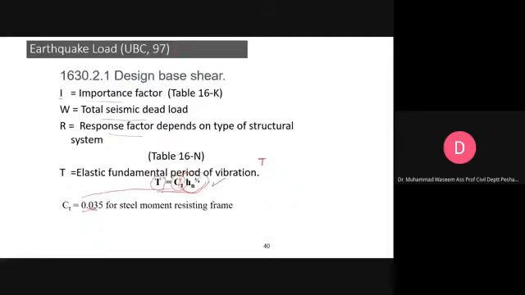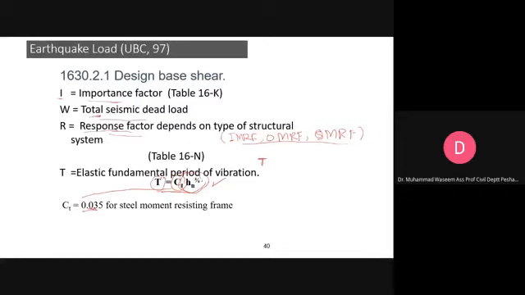As I told you, I in the base shear formula is the importance factor. W is the total seismic load. R is the response factor, which depends upon the structural system. For example, you are using a moment resisting frame. Is it IMRF? Is it OMRF? Is it ordinary moment? Is it special, SMRF? So based on these categories, you can select the response modification factor.